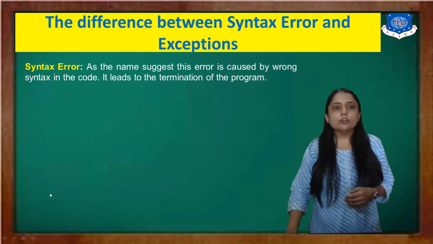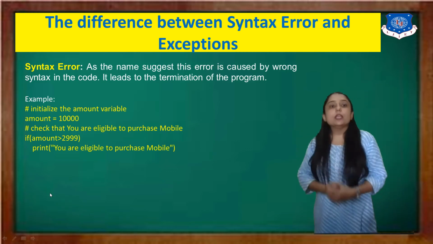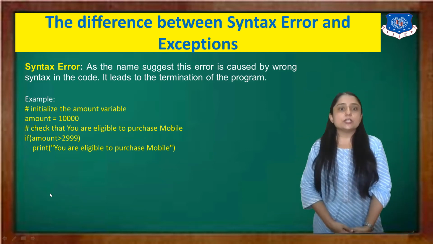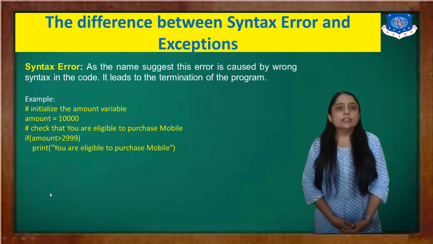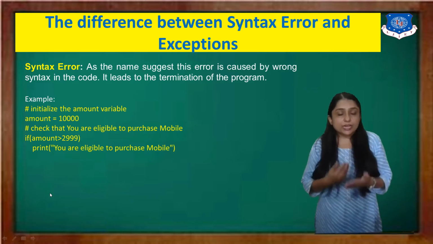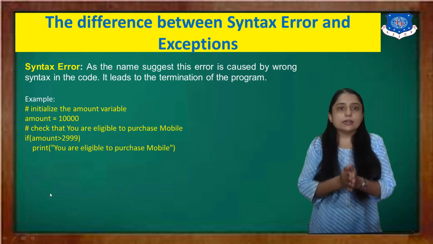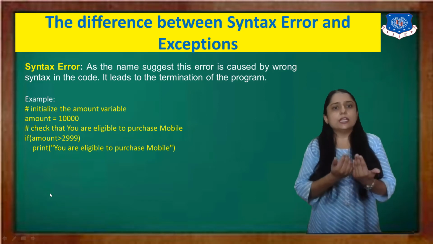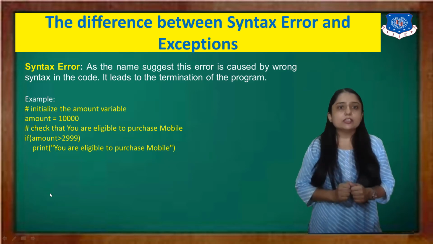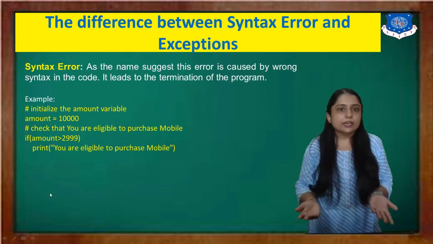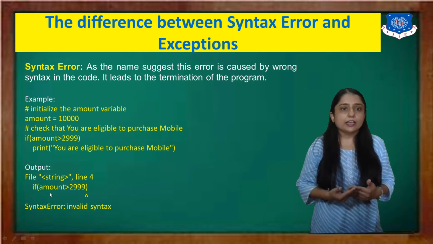Alright, if I want to give an example of this, just see one example. Here first of all we initialize the amount as some value. Then I want to check if you are eligible to purchase a mobile or not. So if my amount is greater than this value, then yes, you are eligible to purchase the mobile, right? But when I run this code, everything looks fine, great. But what will happen? It will generate an error in the syntax.